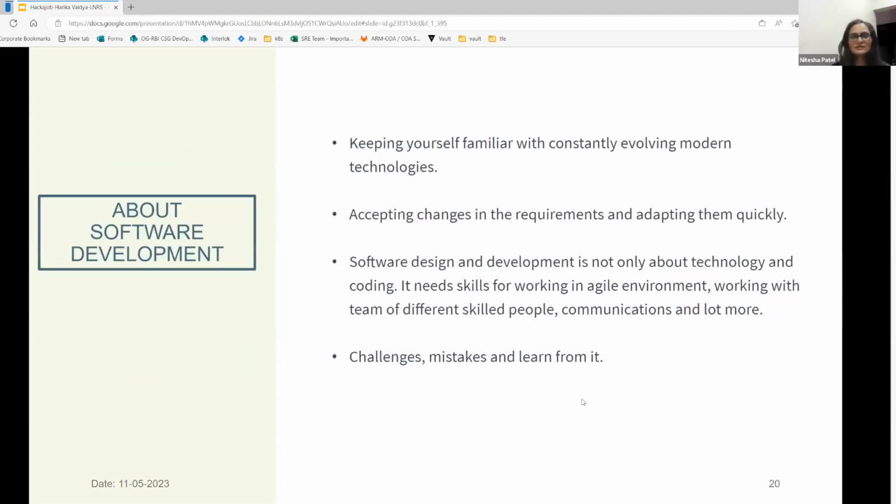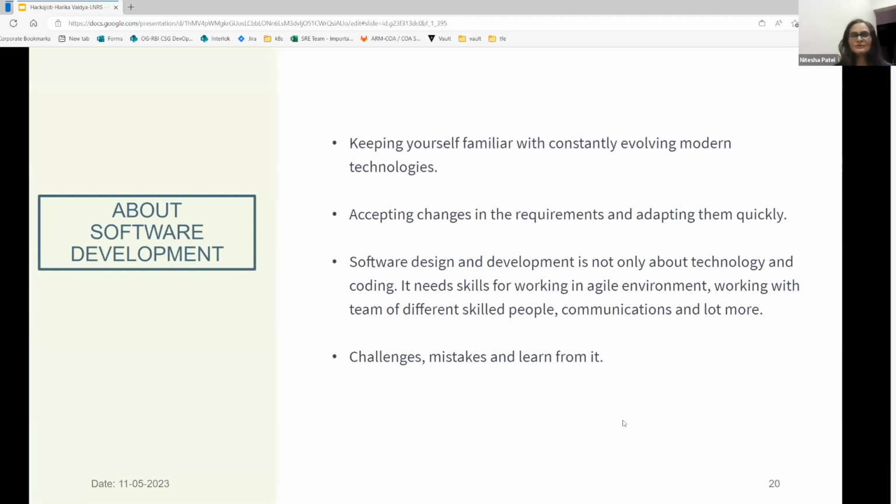A little bit about software development, and what is expected from you as a software developer. Always keep yourself familiar with constantly evolving modern technology. You need to make sure that you are up to date with what is happening in the technology you are working in. You don't have to have knowledge of every single technology, but mainly where you are working and where your interests are, and then accepting new challenges and requirements, adapting to them quickly and comfortably.